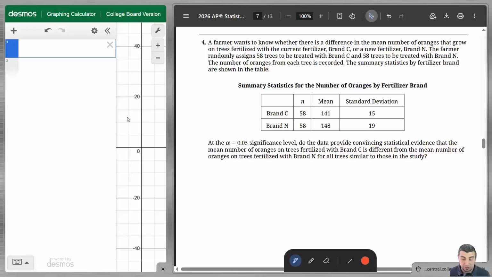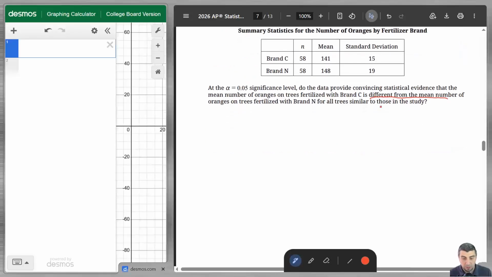At the 0.05 significance level, do the data provide convincing statistical evidence that the mean number of oranges on trees fertilized with brand C is different from the mean number of oranges on trees fertilized with brand N for all trees similar to those in the study? I will call your attention to this phrase right here, different from the mean number. This implies it is a two-tailed test, so we have to keep that in mind as we move forward.